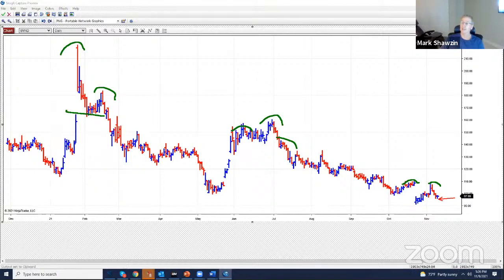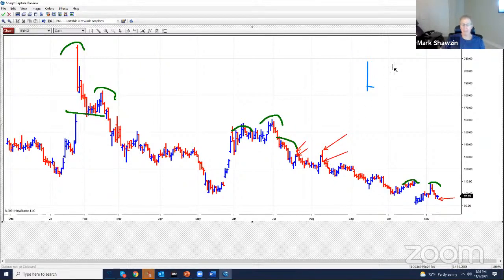Sun says, does the color of the key reversal matter? Not really. I just look at whether prices close closer to the high than the low. Sometimes they can be blue because they don't quite go through the previous day's close, but they still close on the low of the day. Here's a key reversal, but it did close red. It doesn't matter. To me, it doesn't matter the color.